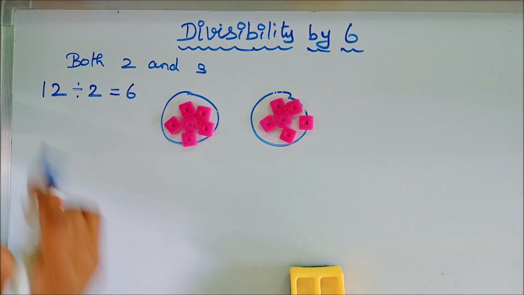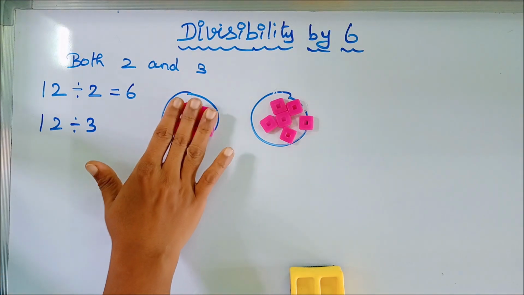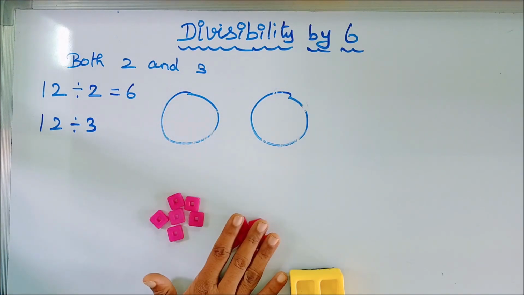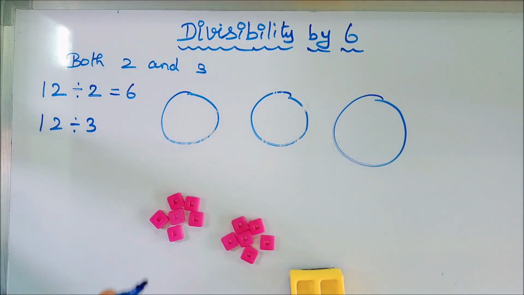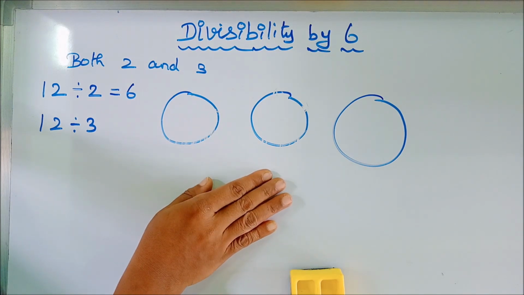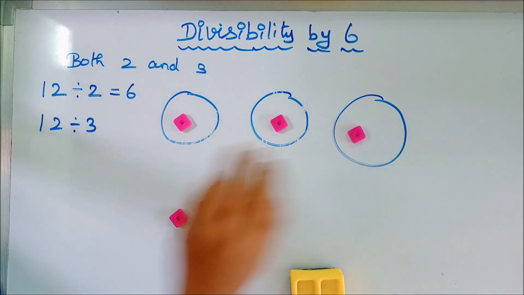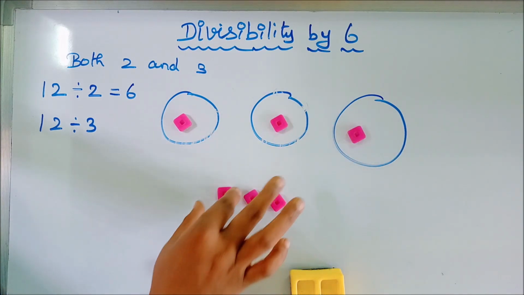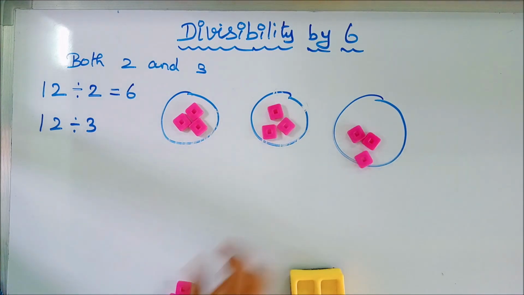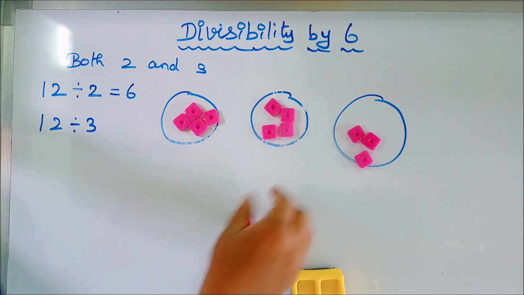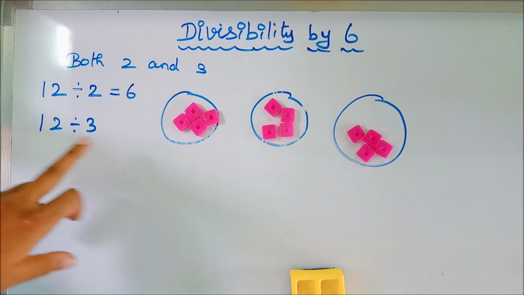Okay. Next, we are going to check whether this 12 is divisible by 3 or not. For that, you have to again divide these 12 shapes into 3 equal parts. For that, first you have to take 3 shapes and give one to each set. Again you have to take 3 shapes and give one to each set. Similarly you have to do. See, only 3 pieces remaining and giving one to each set. Thus we have divided the 12 shapes into 3 sets.